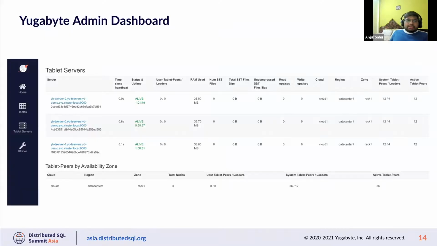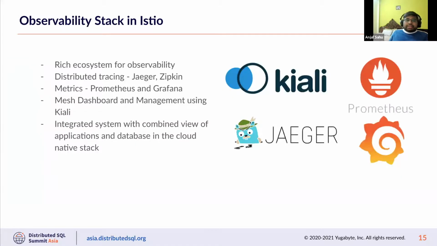Next is observability. In observability, Yugabyte already provides dashboards which give you information about the tablet servers and their settings, how much IO they are using, how much RAM they are using, etc. But this can be improved further by using Istio's observability stack.